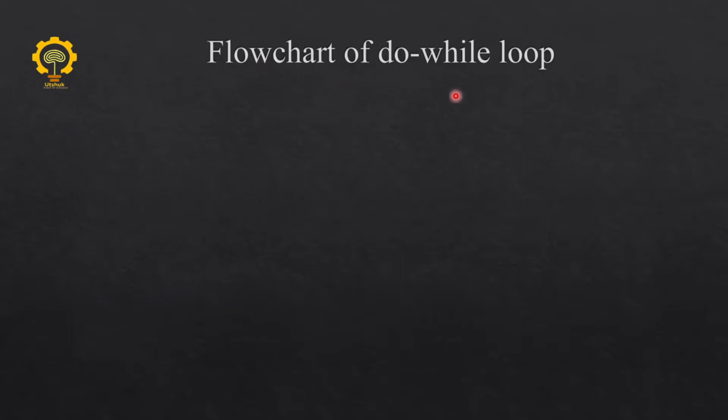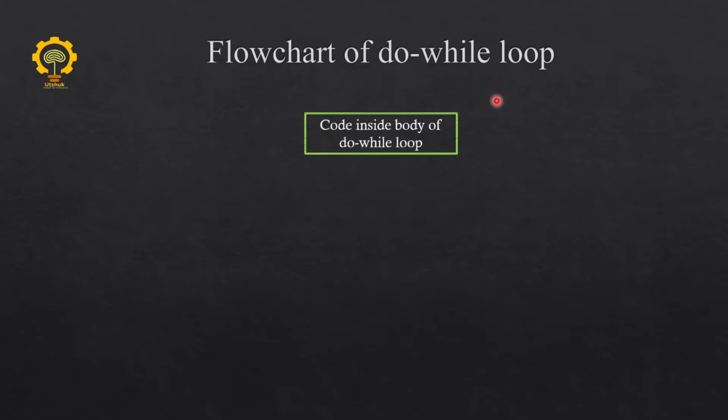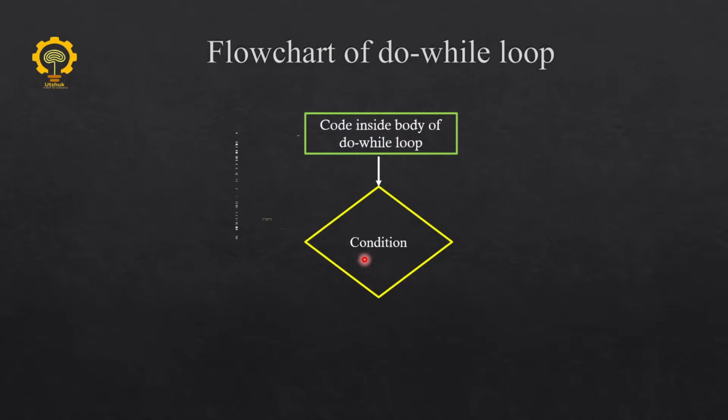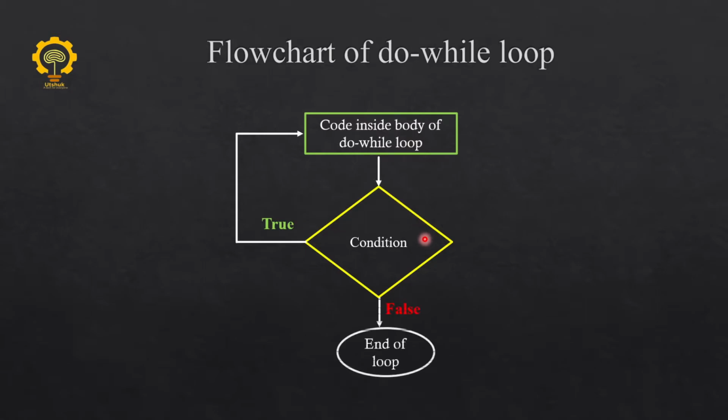So let's move to the flowchart of do while loop. The code inside the body of the do while loop executes once and only then checks the condition. If the condition is true, then again it returns to the code inside the body of the do while loop, and if the condition is false, then only it comes out of the loop. So this is the basic flowchart of the do while loop.